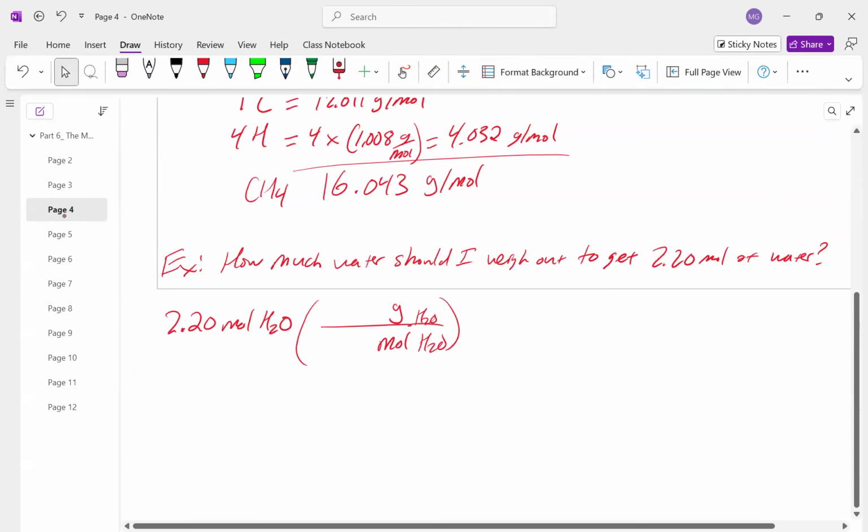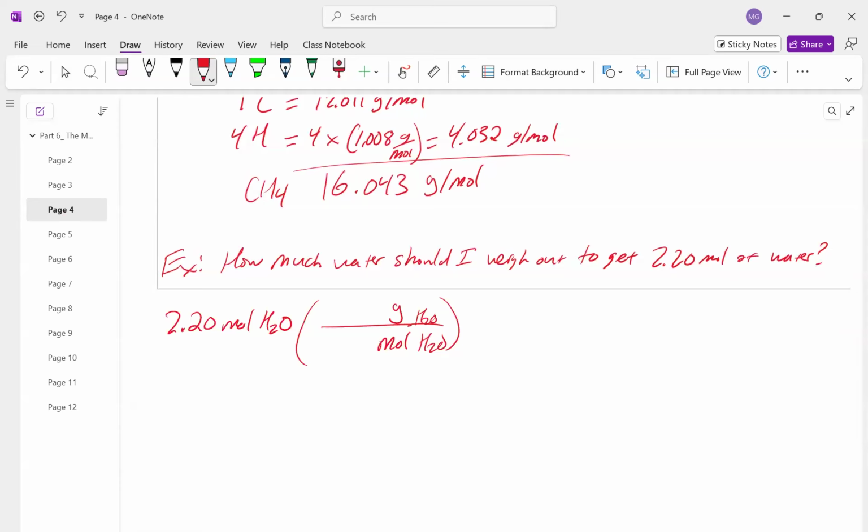So I'm going to take a little side trail, find the molar mass of water. Well, in water, water's H2O. I have two hydrogens. So that's 2 times 1.008 grams per mole. So multiply that together. I have one oxygen.